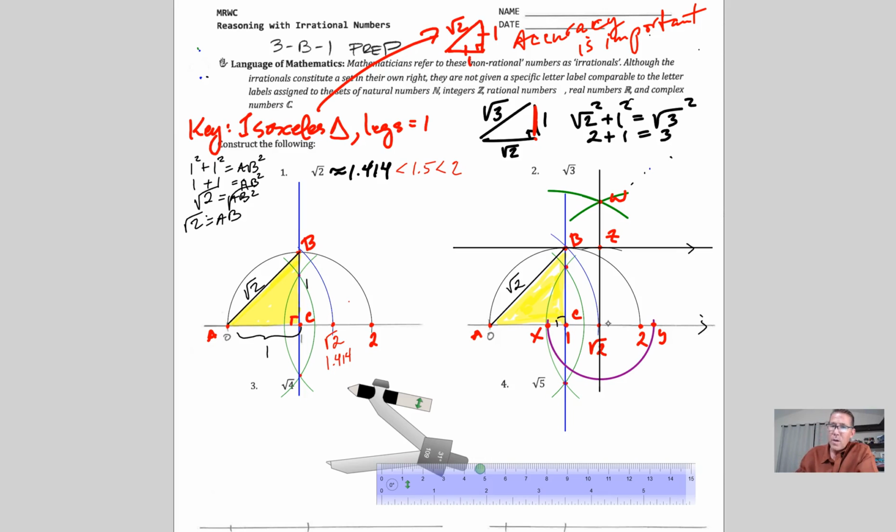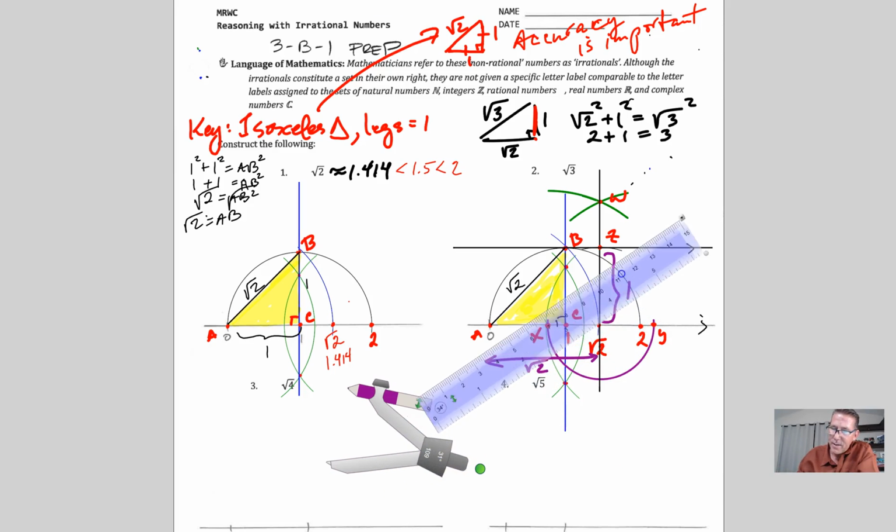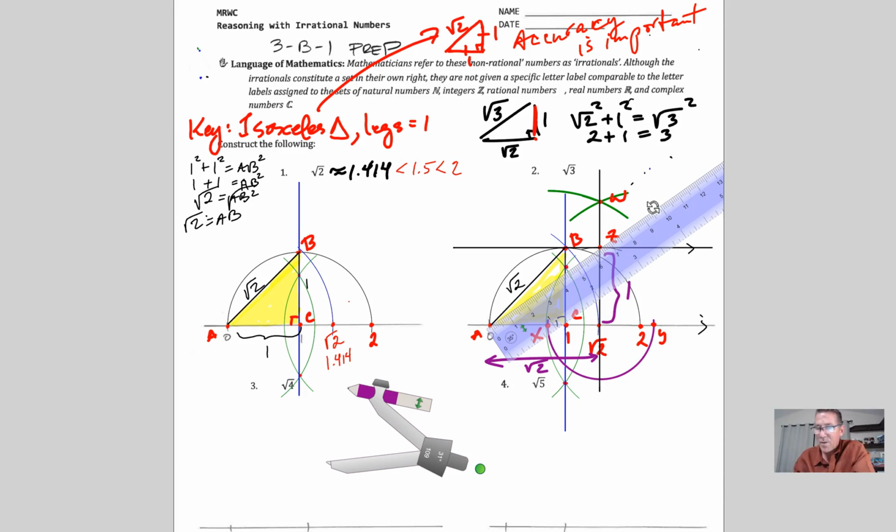Now let me just emphasize something. So from 0 to here is root 2. This distance right here is 1. So all I have to do is draw my triangle from A to Z. Again, pause the video if you want to right here. So the new triangle is from A to Z.